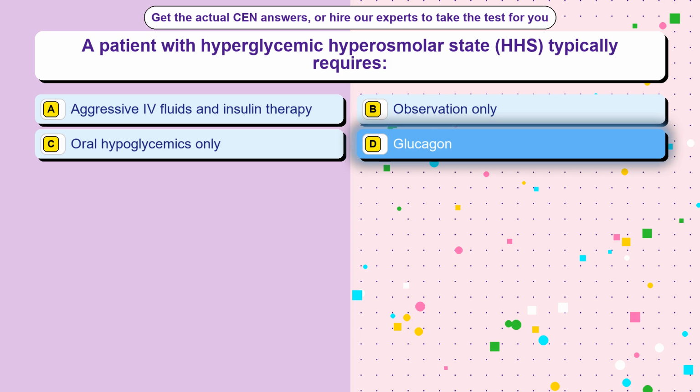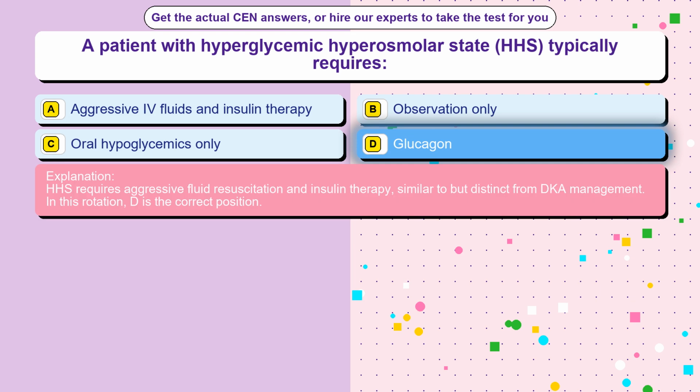The correct answer is option D, glucagon. HHS requires aggressive fluid resuscitation and insulin therapy, similar to but distinct from DKA management. In this rotation, D is the correct position.